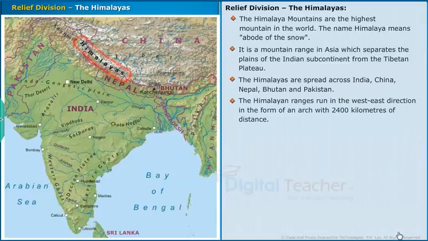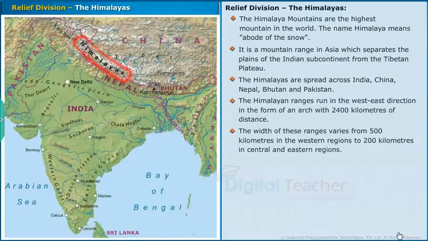The Himalayan ranges run in the west-east direction in the form of an arc with 2,400 kilometers of distance. The width of these ranges varies from 500 kilometers in the western regions to 200 kilometers in central and eastern regions.